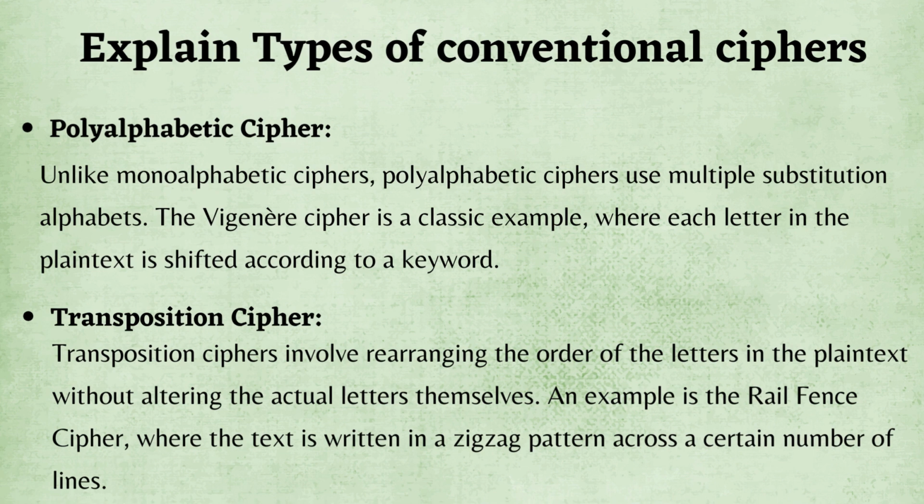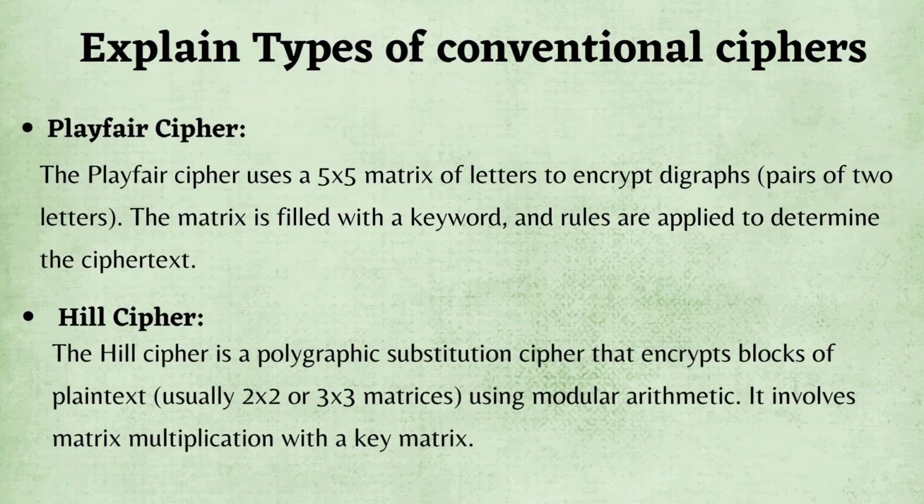The next one is transposition cipher. Transposition ciphers involve rearranging the order of the letters in the plaintext without altering the actual letters themselves. An example is the rail fence cipher, where the text is written in a zigzag pattern across a certain number of lines.